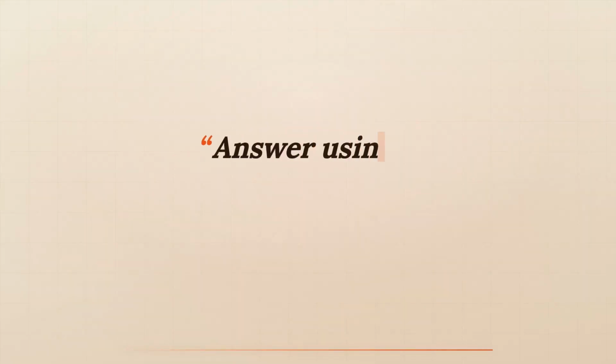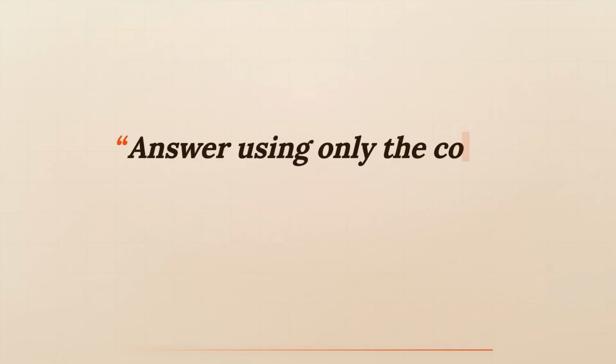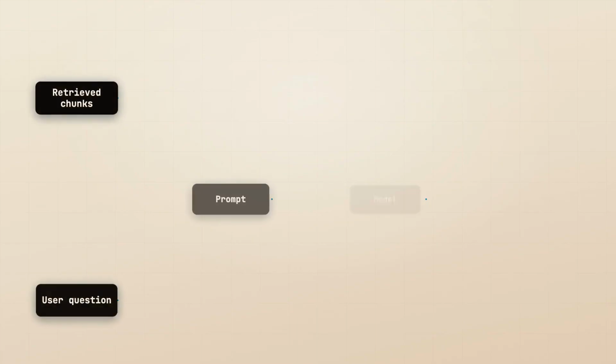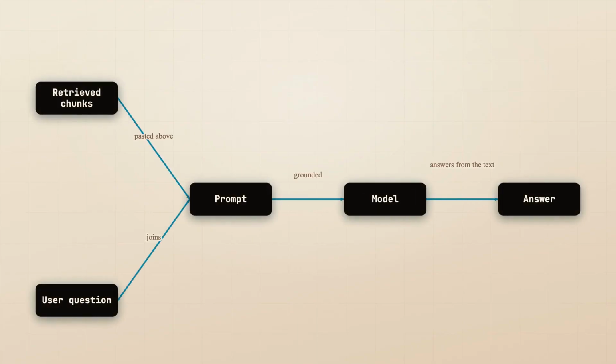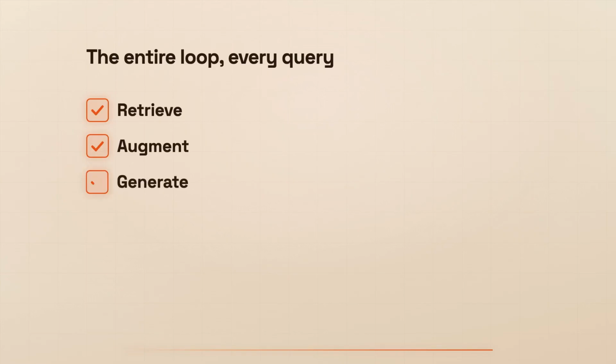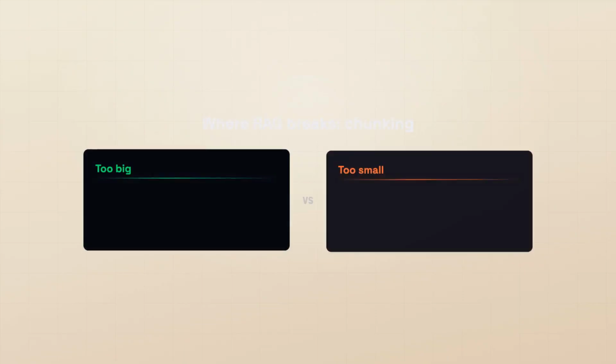Here is the step the name is built around. You take those retrieved chunks and you paste them into the prompt, right above the user's question, with a simple instruction. Answer using only the context below. Now the model generates, but it is no longer guessing from memory. It is reading your paragraphs and answering from them. The grounding is what kills the hallucination. Ask it something the context does not cover, and a well-prompted model will tell you it does not know, instead of inventing a policy. Retrieve, augment, generate. That is the entire loop, every single query.